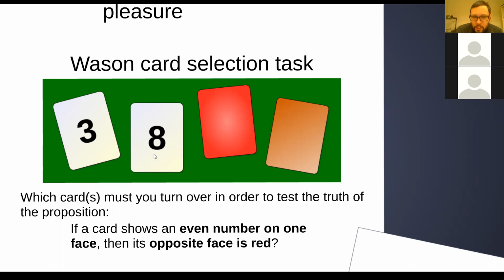Well, we need to check the 8 because if the opposite face isn't red, then the rule is definitely false. But we don't need to check the 3 because if the other side of the 3 is red, that doesn't prove the rule false because the rule only says what's on the other side of even numbers. So we don't need to check the 3. If the other side of the 3 is red, the rule is still true. And if the other side of the 3 is not red, the rule is still true. We do need to check the 8. It has to be red on the other side of the 8. Do we need to check the red card?